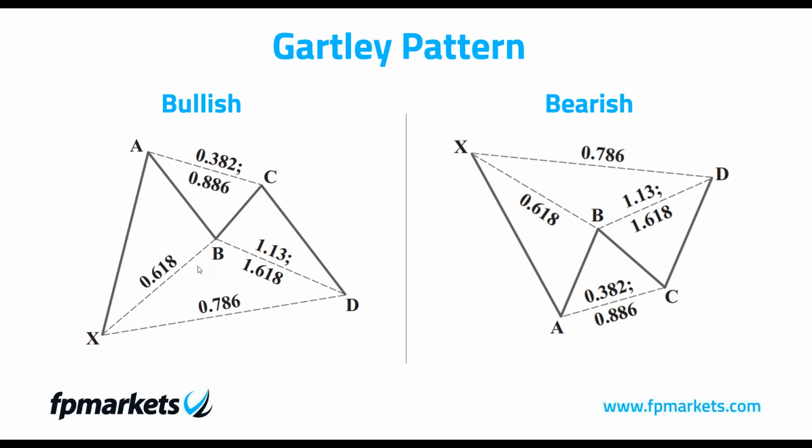So the BC move is relatively accommodating, as we've seen in the traditional AB equals CD formations. The BC pullback in terms of the bullish formation allows some flexibility, from 38.2% to 88.6%. So as long as the C point falls within this range, we still have a potential Gartley pattern in hand.